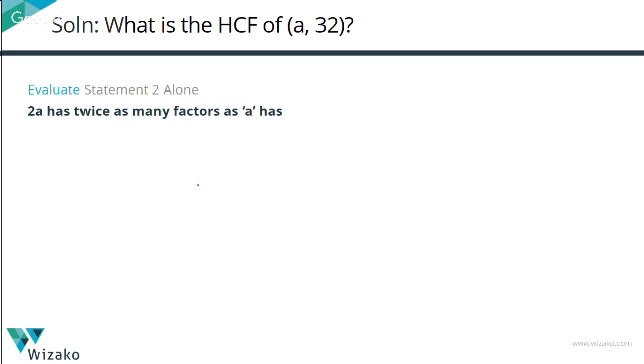Much more interesting. 2A has twice as many factors as A. A has, let's say, X factors.